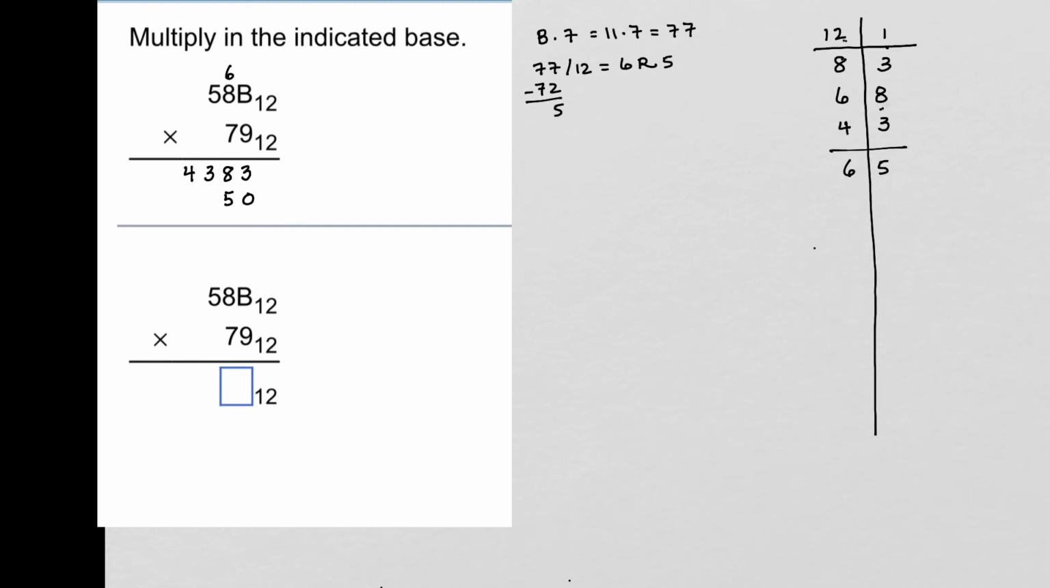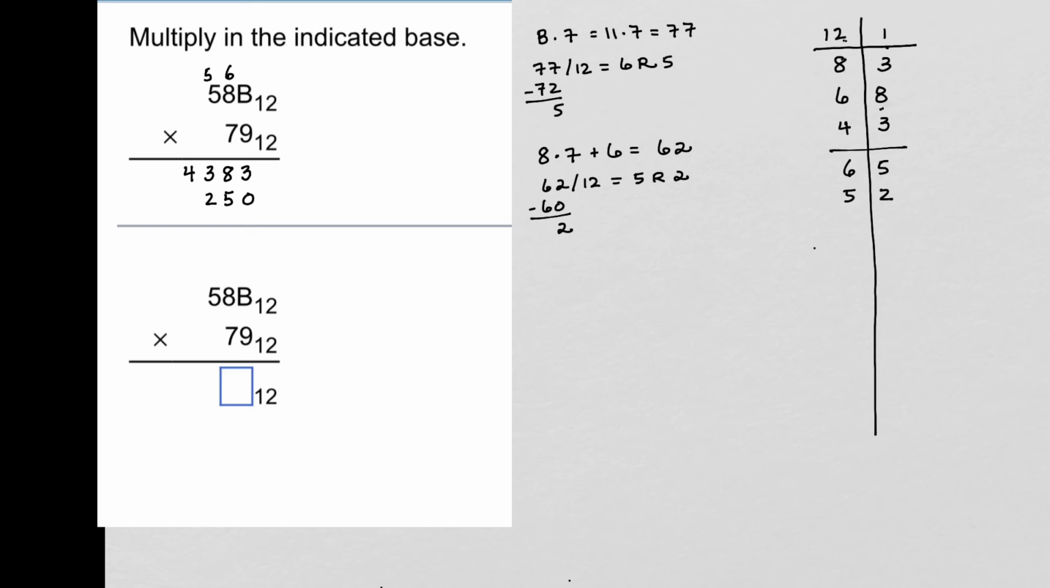So now we want to multiply 8 times 7 plus 6, and I get 62. So if I divide 62 by 12, I get 5 remainder 2, because 12 times 5 is 60, and bring down the 2. So we get the 2 there. So this is 5 12s and 2 1s. Bring down the 2, carry the 5.